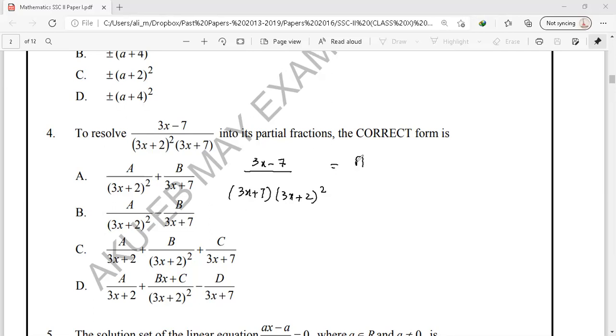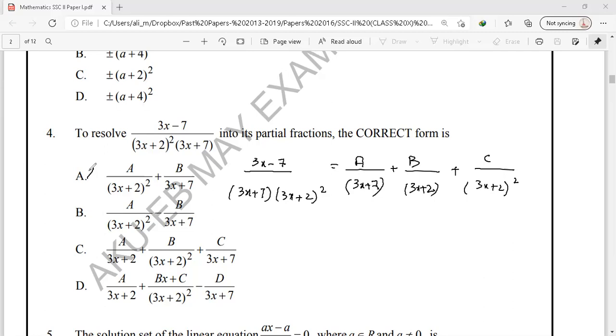So the linear factor would be as it is, 3x plus 7, and the repeated factor will be broken with two constants like b over 3x plus 2 with power 1 and c over 3x plus 2 power 2. So this is the correct representation of the partial fraction of our given rational expression.